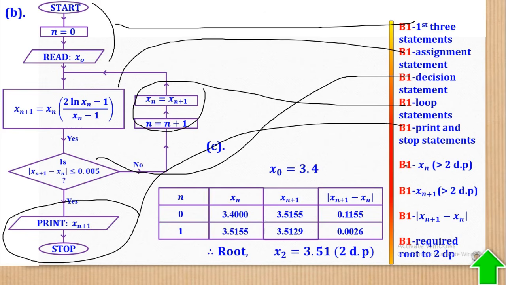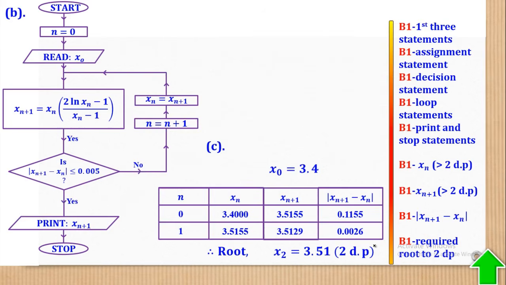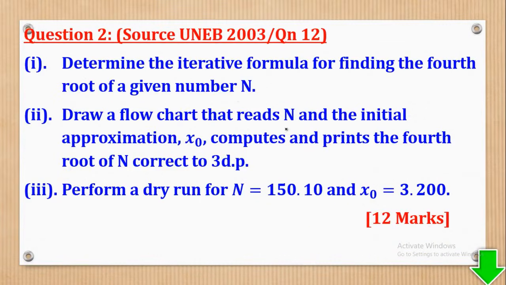Then B1 for xn, column of xn with values greater than 2 decimal places. B1 for xn plus 1 with values more than 2 decimal places. B1 for the difference. Then B1 for the required root. So that was question 1.